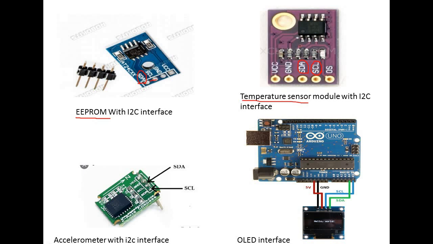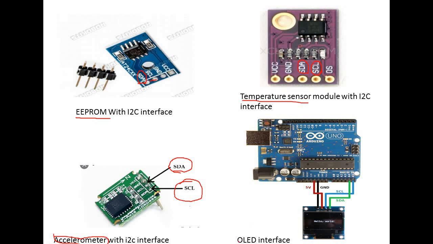And this one is the accelerometer, which is used to sense acceleration. It is used for accident detection in cars, and there are some other examples. And you can see here that the accelerometer is also using the I2C interface, serial data and serial clock lines, in order to interface with the microcontroller.